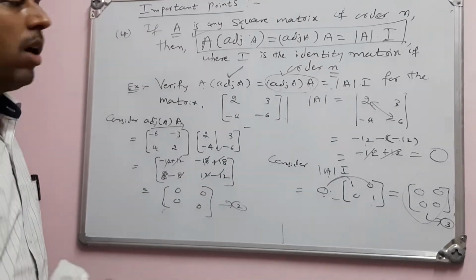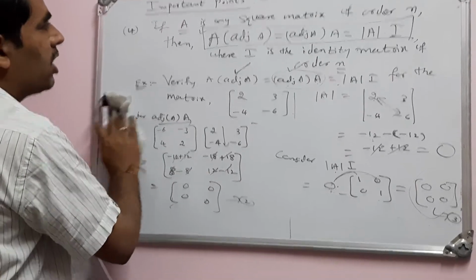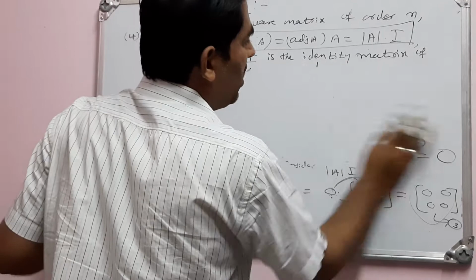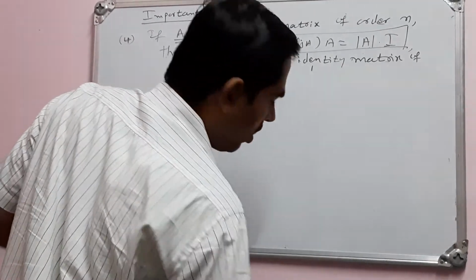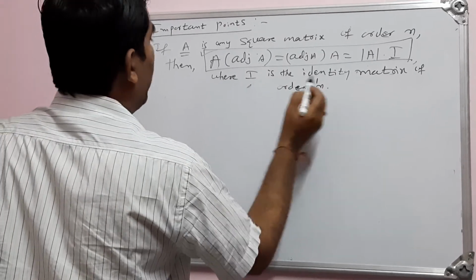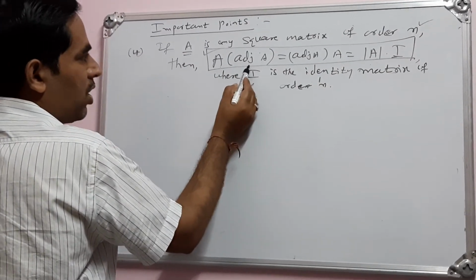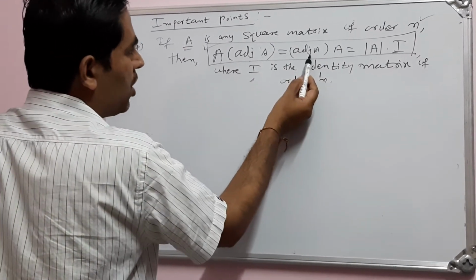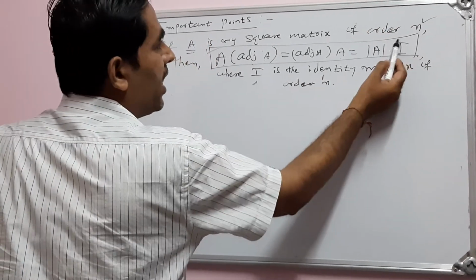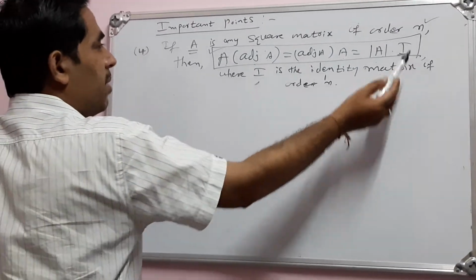So you can verify this property for 3 cross 3 determinants also. So I have verified this property for 2 cross 2 determinants. See, what is the property here? Once again, let us recall this property here. If A is any square matrix of order, say n, then A into adjoint A, so we have just verified the example here, adjoint A into A is equal to determinant of A into identity matrix. So identity matrix is of order n. So here 2 cross 2 identity matrix was there.